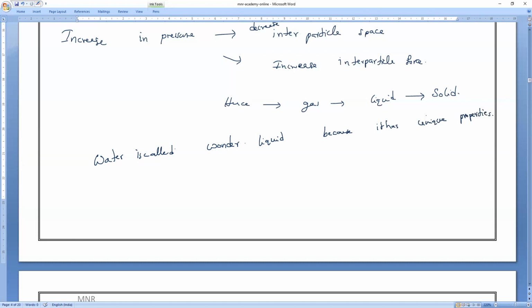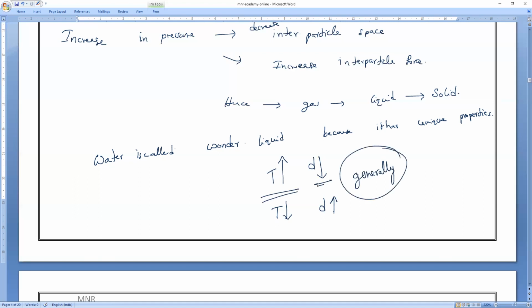By increasing temperature, density decreases. By decreasing temperature, density increases. Keep it in mind. Temperature increases, density, what will happen? Decreases. Temperature decreases, density, what will happen? Increases. Generally, for all substances, when temperature increases, density decreases, and when temperature decreases, density increases. The same is true for water also.